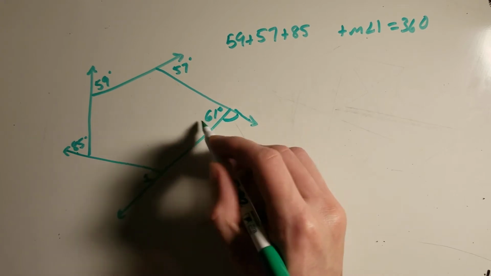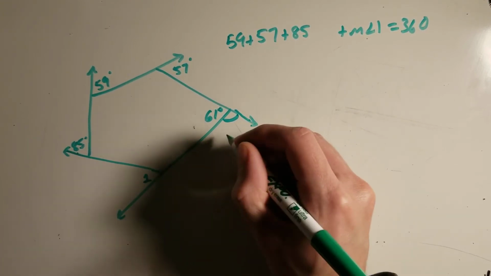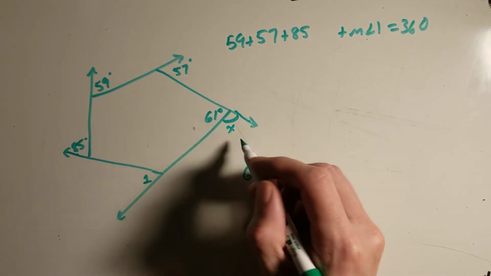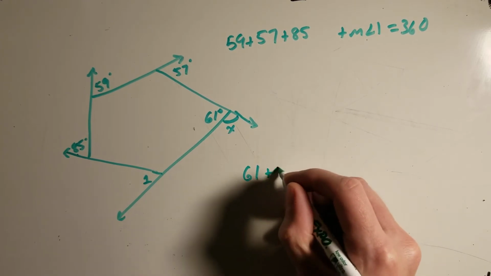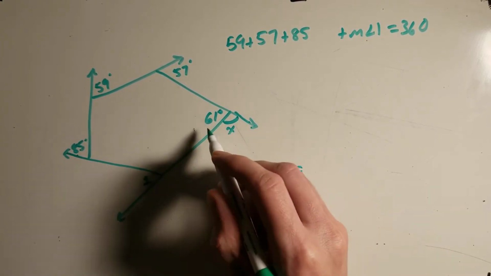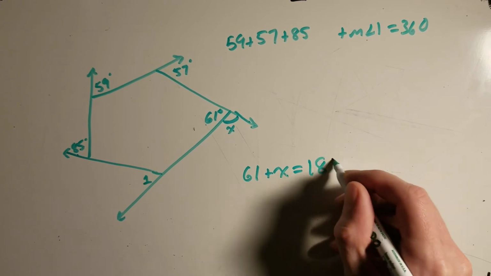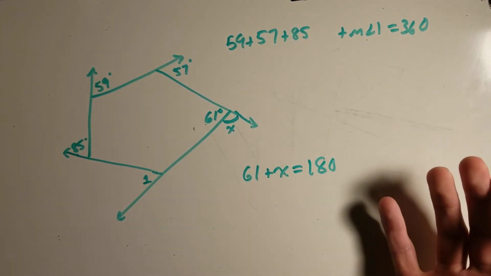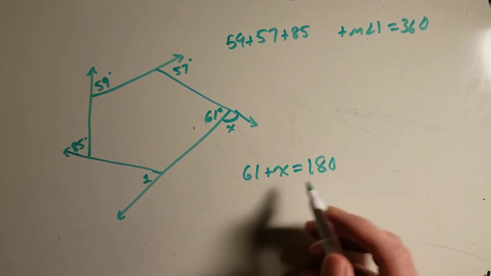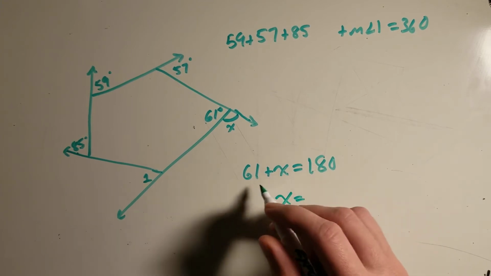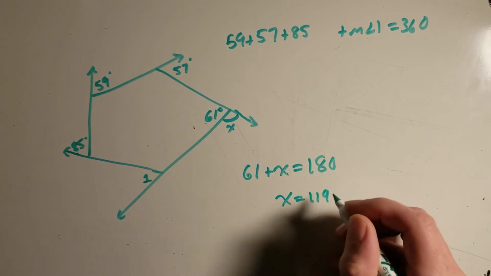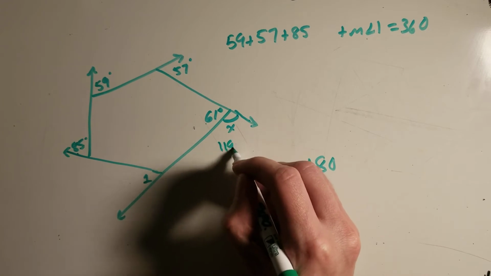We know the interior angle is 61. We'll call this angle x. We don't know the exterior, but we know the relationship between those two is that they are supplementary. They should add up to be 180. So when you solve for x, you're going to get x is 119. So this angle is 119.